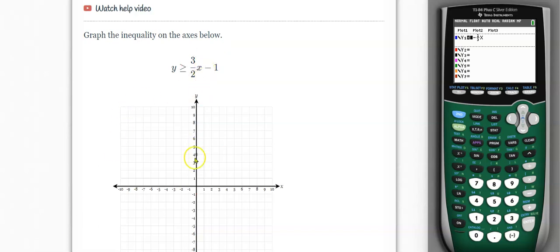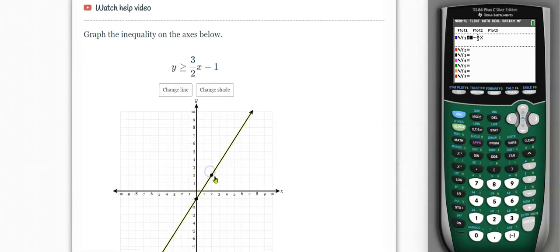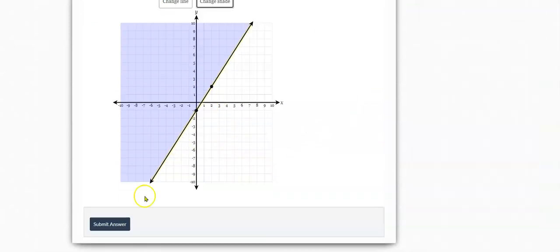So what you're going to do is click with your mouse at -1, and then from that point, you're going to rise 3, 1, 2, 3, and run 2. That's it. Because there's an equal to sign, you have a solid line, and you're greater than. So it's everything that is above this line, right? If you were walking on this hill, it would be greater than your head. So let's change that shading. Yep, that's exactly what we're looking for. So let's go ahead and submit that.